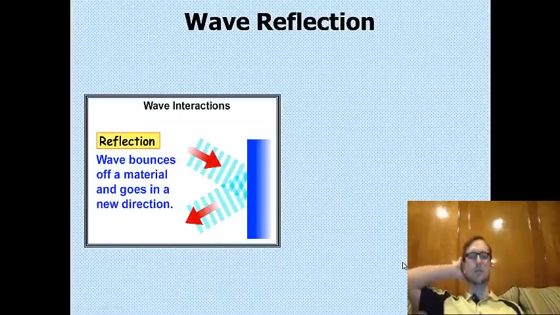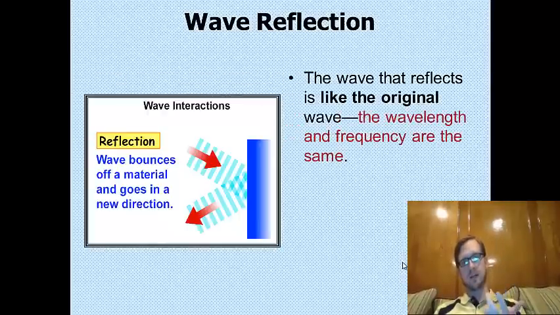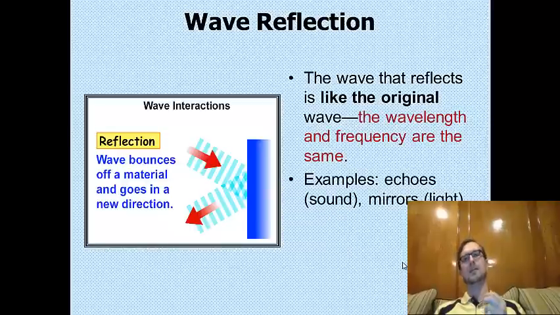Now, let's define wave reflection. This is a specific interaction that happens whenever a wave bounces off material and goes in a new direction. So there's lots of different types of reflections because of the different types of waves. Now, the wave that reflects is exactly like the original wave. We have the same wavelength, we have the same frequency, it's the exact kind of wave, it has all the same properties. The only thing that's changed here is the direction.